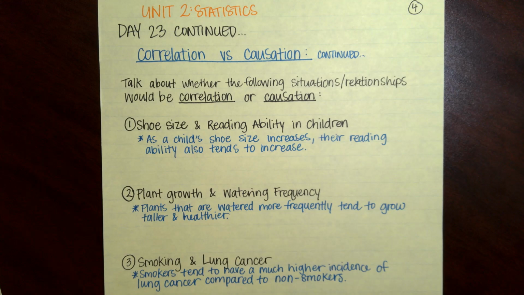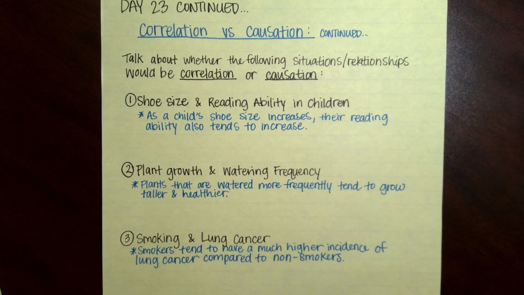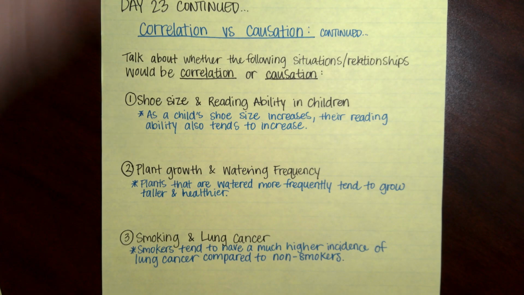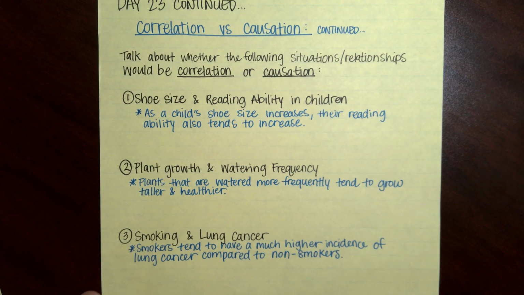Okay, so here we have some situations and some observations that people have made. People have collected data about these situations, and we need to decide, are these variables just correlated, or is there some causation there? Do these variables cause each other to change? So for number one, somebody decided to sample and survey children's shoe size and their reading abilities. As a child's shoe size increases, we found that their reading ability also tends to increase. What do we think here?